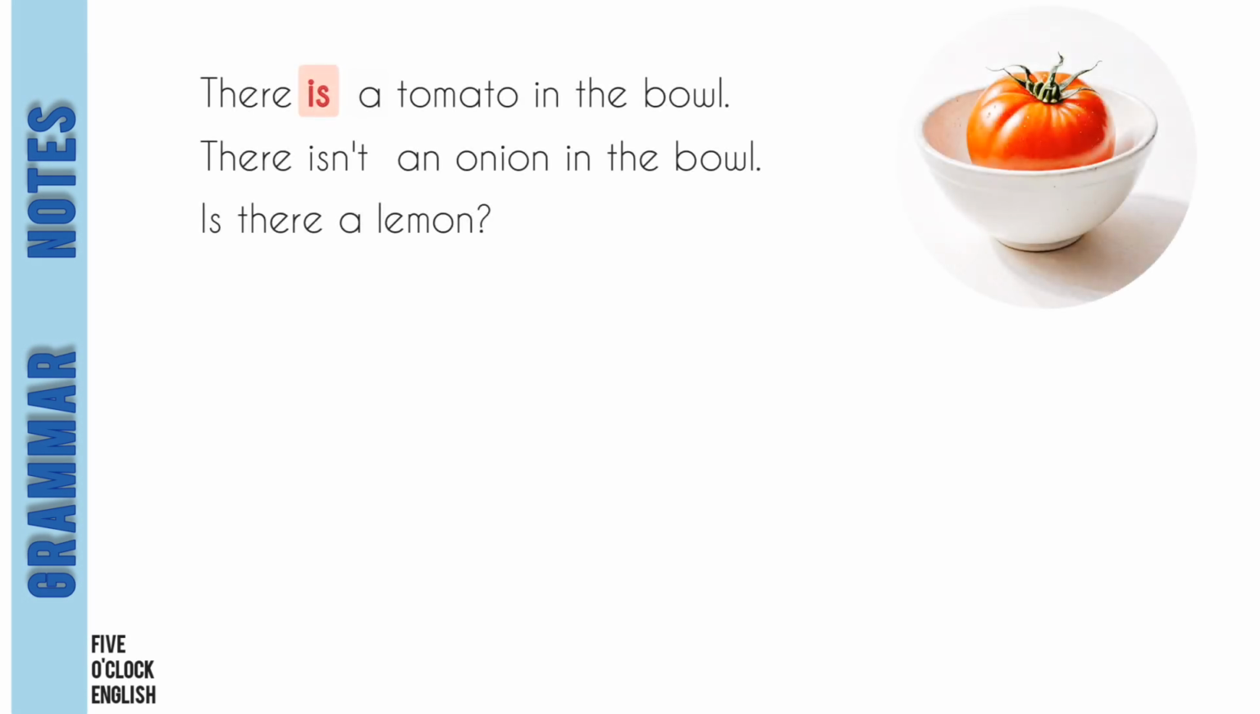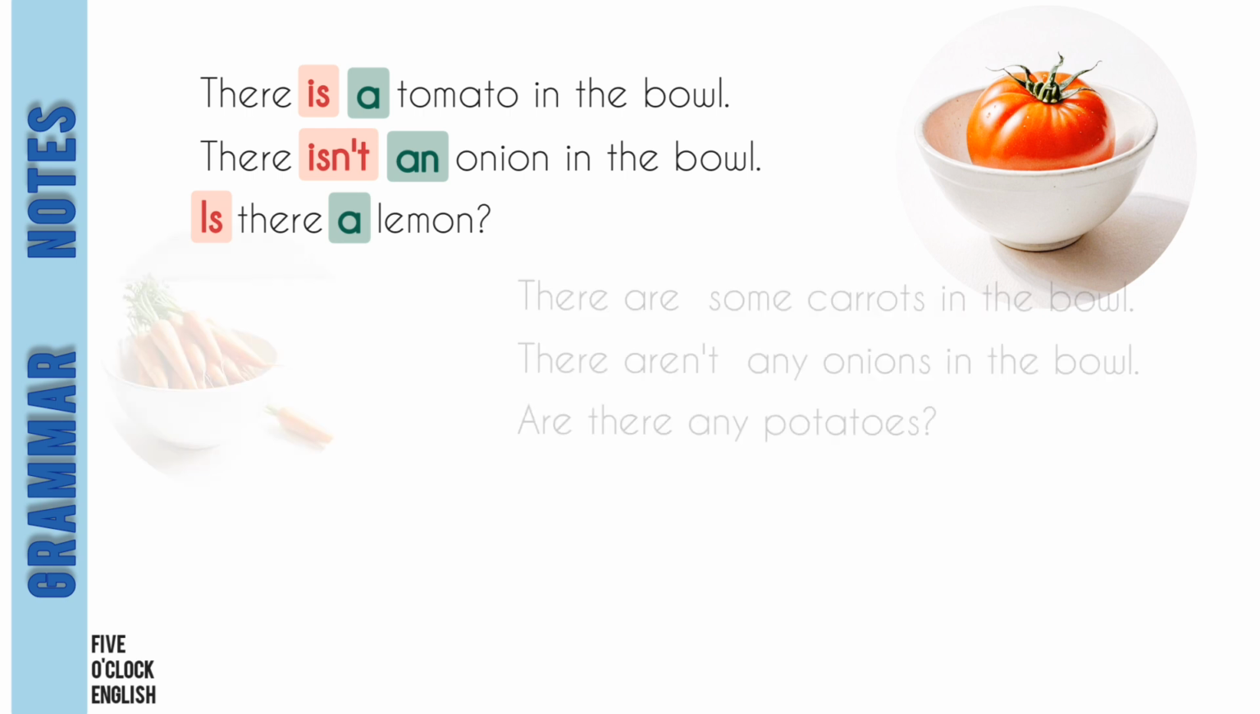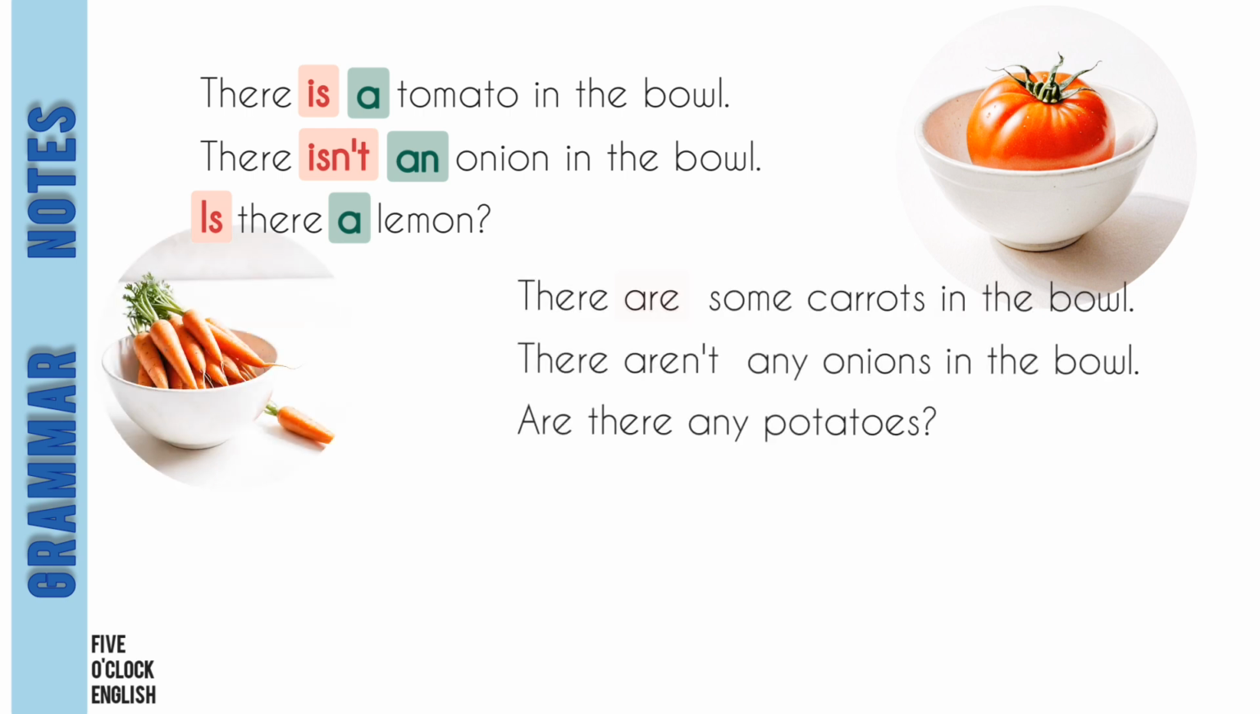There is a tomato in the bowl. There isn't an onion in the bowl. Is there a lemon? There are some carrots in the bowl. There aren't any onions in the bowl. Are there any potatoes?